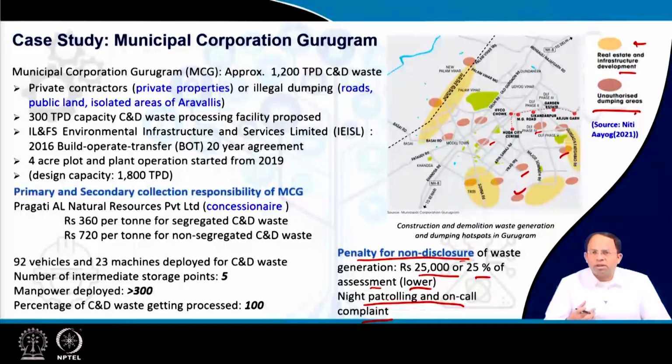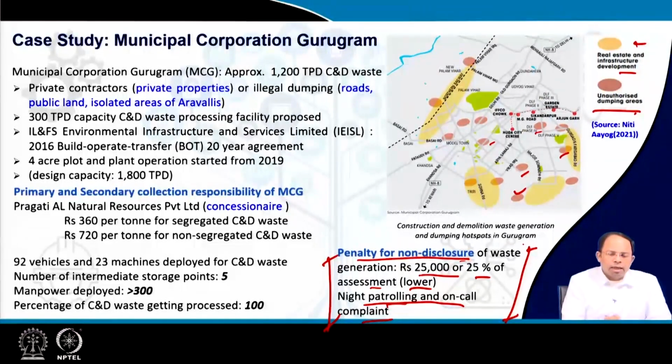That means people can complain if they see something, and night patrolling is taken up intensively so that people are deterred from generating this kind of C&D waste and then throwing it away just like that. So that has been done in Gurgaon. So it's not only the positive things, but also some amount of strictness has to be there to prevent this kind of disposal activity.